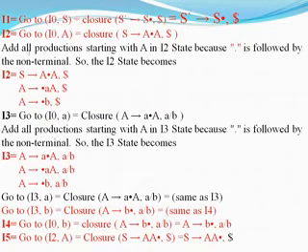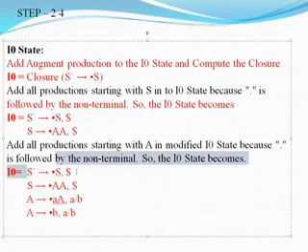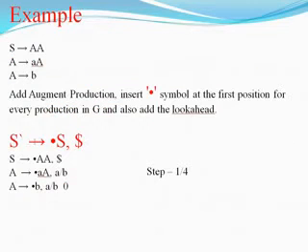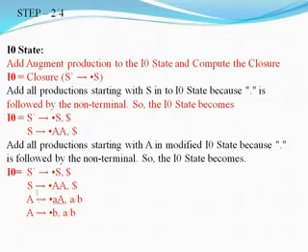So, I1. What is the thing you are going to do? In I naught you write all the statements you have. These following statements, capital S dash tends to capital S and the others, are our input. So these are all inputs you have written in the I0 state.